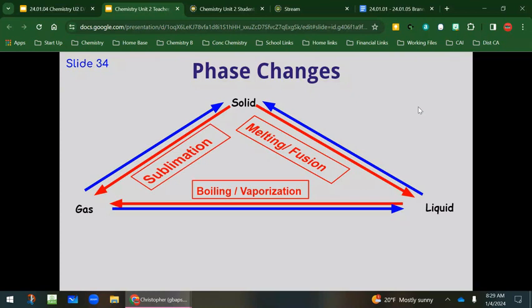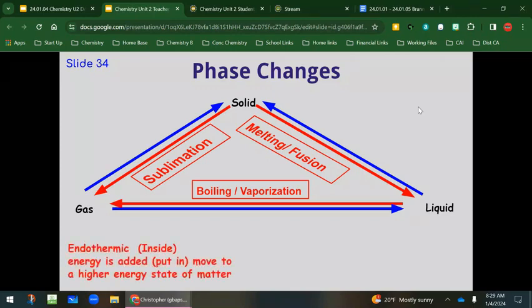The hard one, going from a solid to a gas, skipping the liquid state. Sublimation. Why are these all in red? Because they require the addition of heat. The addition of heat, we use the term therm. Therm means heat. Endo means to put it in.